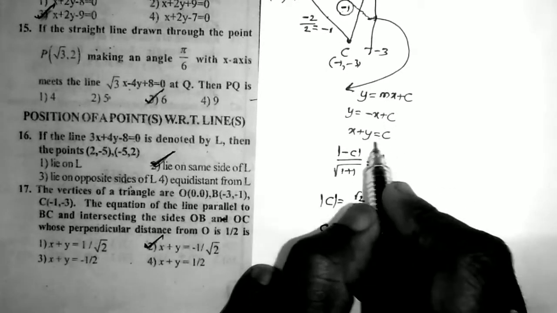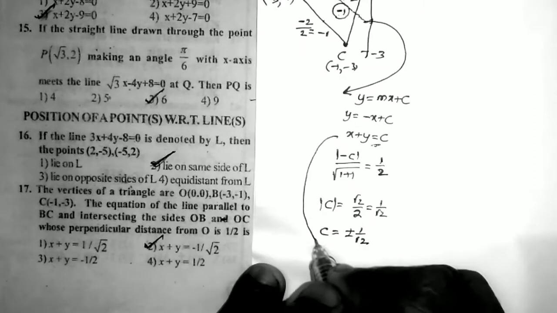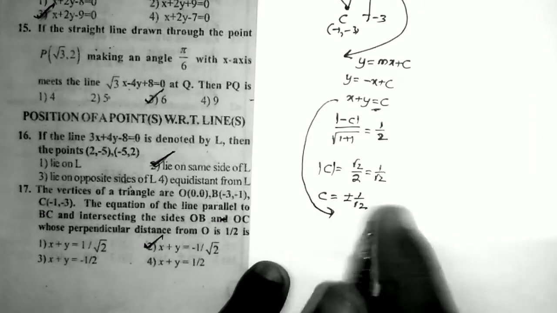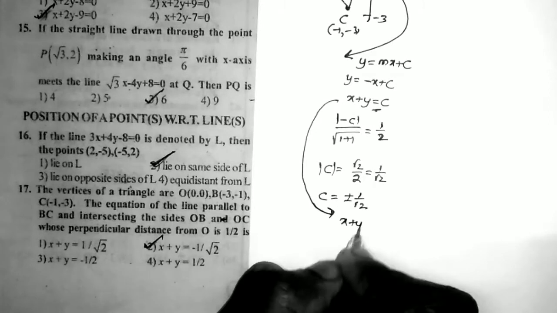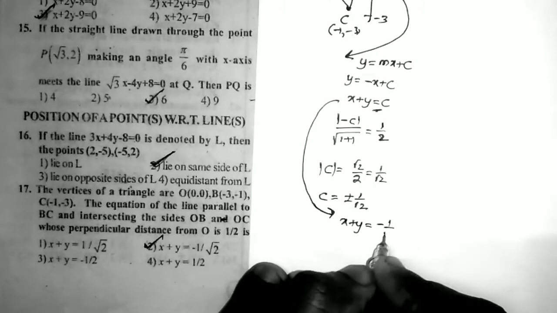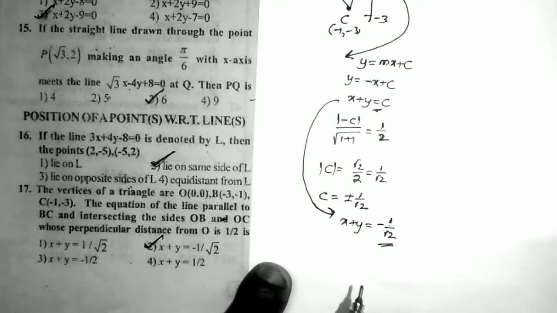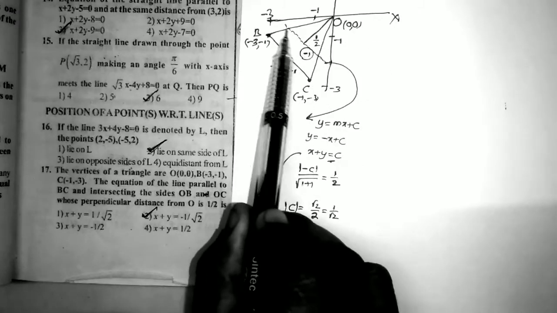Therefore the equation of the line is x + y = ±1/sqrt(2). But we take only -1/sqrt(2), since the line is in the third quadrant.